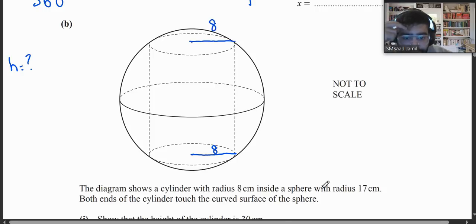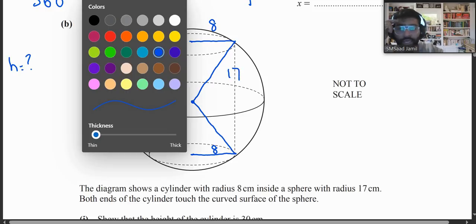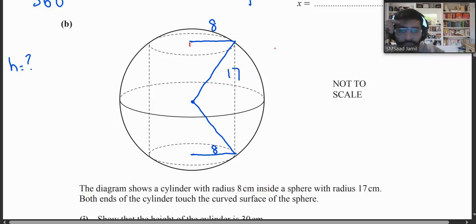Then it says inside a sphere with radius 17. So look, if this is the middle part of the sphere, do you agree that this thing all the way till here and this thing all the way till here is also going to be 17? So now, if I make this the upper height and this the lower height, both the heights are equal. Now I can use the right angle triangle, Pythagoras theorem.